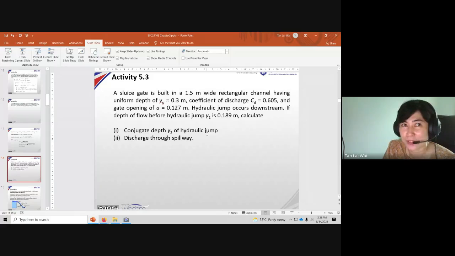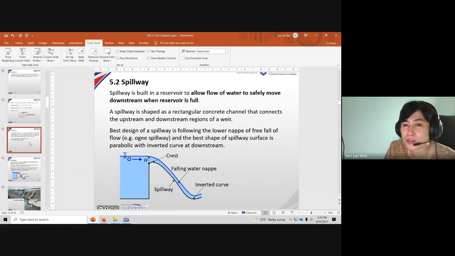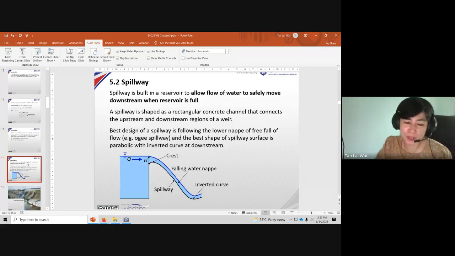I hope you still remember y2 over y1 equals half of minus 1 plus square root of 1 plus 8 Fr1 squared. Use that formula and then you can find discharge. You need to know y2 as well, since you need y1, y0 and y2 to determine which equation you want to use to find discharge. So far, before we go into spillway structure, do you have any question?